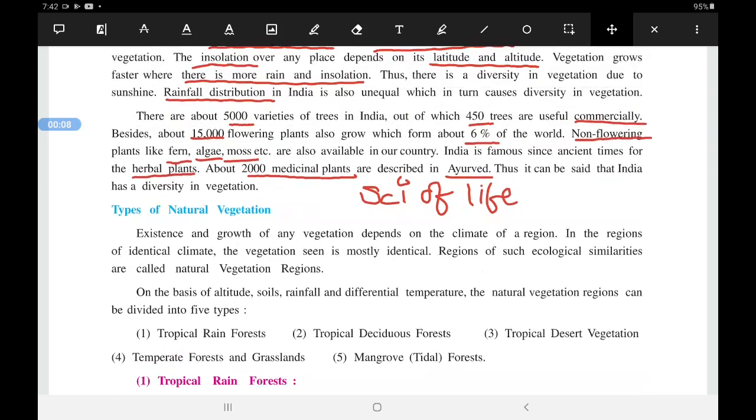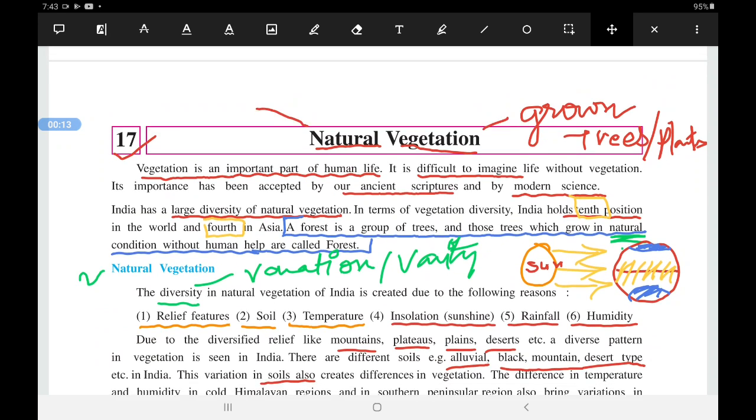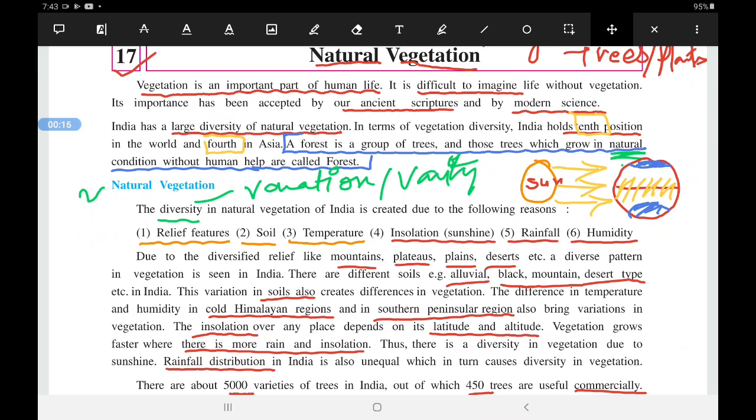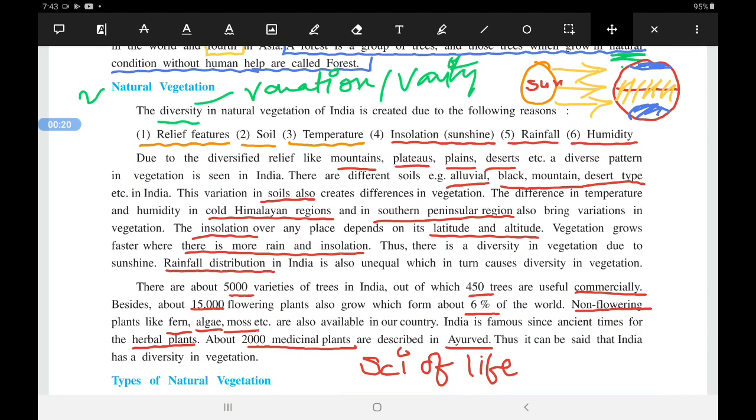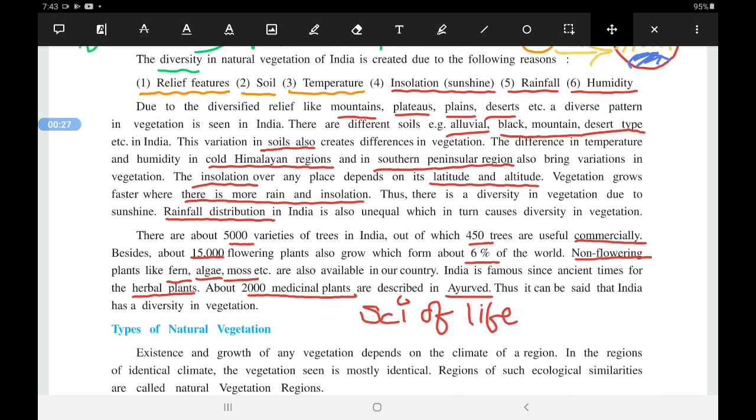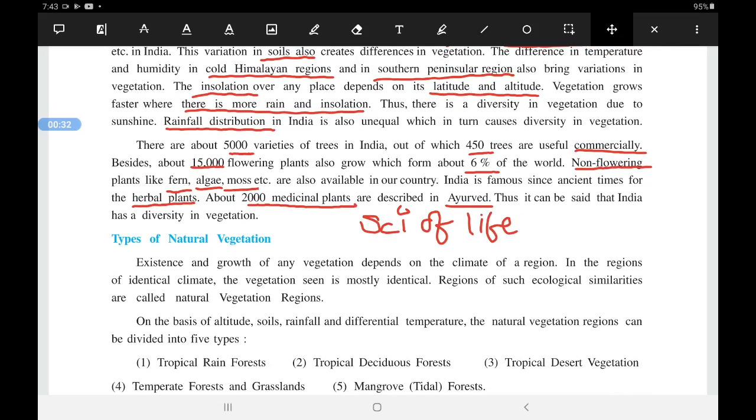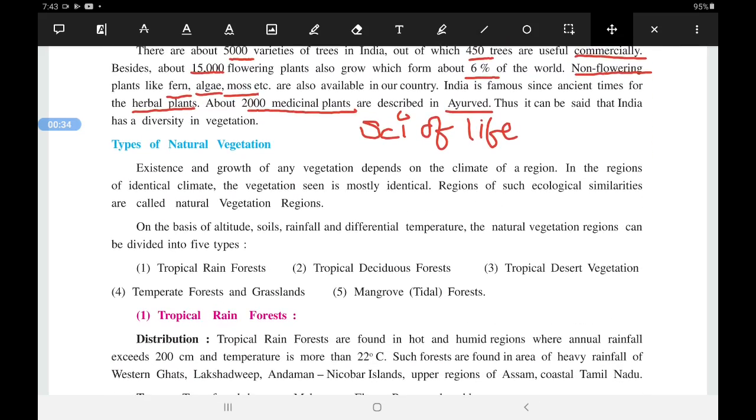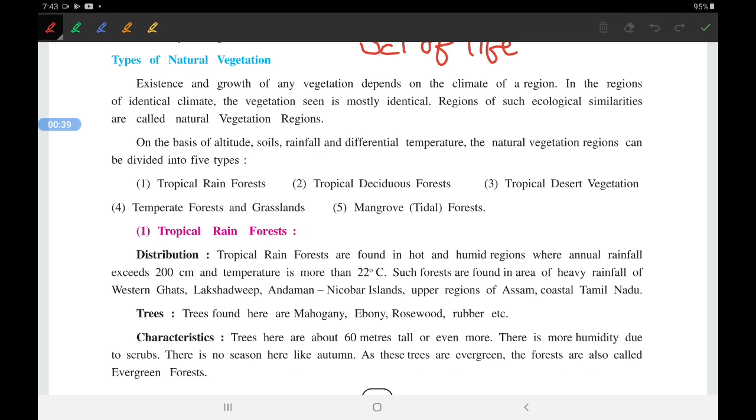We are studying chapter number 17, that is natural vegetation. In the previous video lecture we had seen about natural vegetation and understood in detail what natural vegetation is, what the factors affecting the vegetation in India are, and we have seen the variation of natural vegetation available in India. Today we are going to see the types of natural vegetation that are available in India. So let us start.